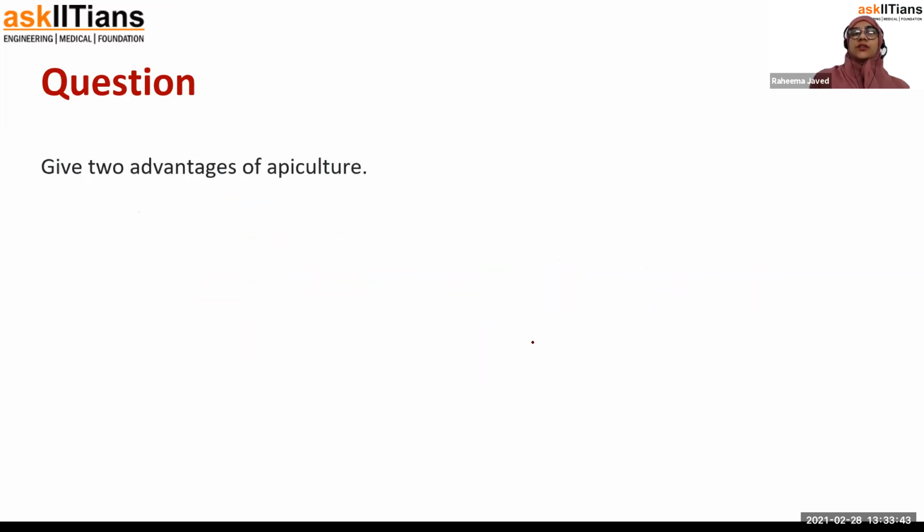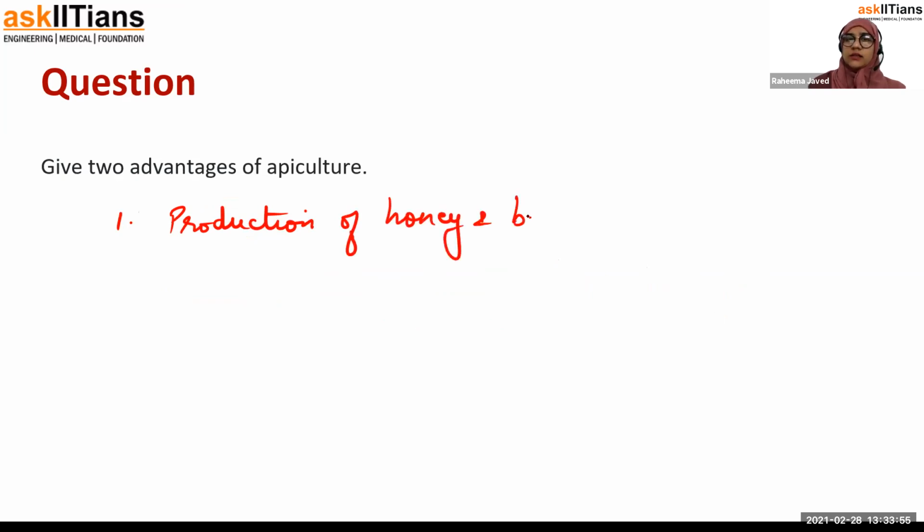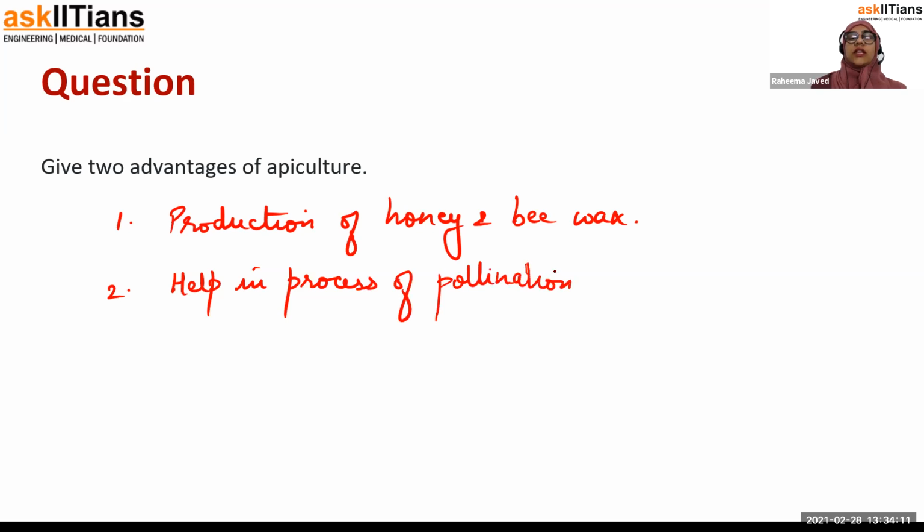Here you have to give two advantages of apiculture. The first advantage is the production of honey and bee wax. The second advantage is that apiculture can also help in the process of pollination. When I say pollination, if you want the pollination to be done of a particular variety of a flower, then it is very advantageous.